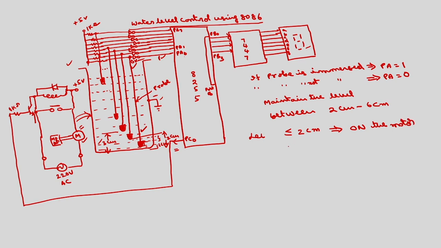Okay. So between 2 to 6 centimeters we will not do anything. If this level is greater than or equal to 6 centimeters, then I want to maintain between 2 centimeters and 6 centimeters, so I will off the motor. So I want to display this value on this 7 segment display. In addition, I want to control on and off of this motor through this motor control using PC NOT.